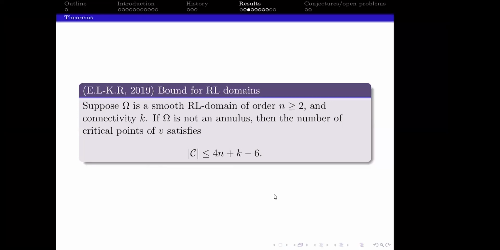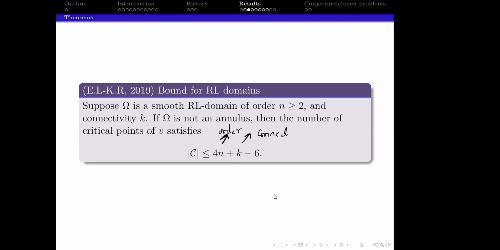So you have k minus 1 poles. Suppose you do know that omega is not an annulus, so only that degenerate case you remove. Then in all other such domains, the number of critical points is finite. Not only is it finite, you can upper bound it by the order of this domain and the connectivity of this. So this is the connectivity, and this is the order of the rational landscape domain. So this is one way to give a bound on some notion of order in the domain.